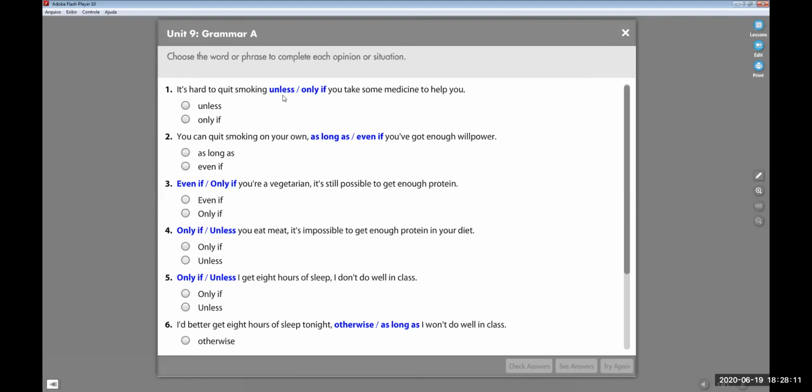Number 4. Only if you eat meat, unless you eat meat, it's impossible to get enough protein in your diet. What do you think? I disagree because I had a friend that doesn't eat meat and she's all right. All right, she gets enough protein. Yeah. So if you agree with number 3, you agree with number 4. Very good.